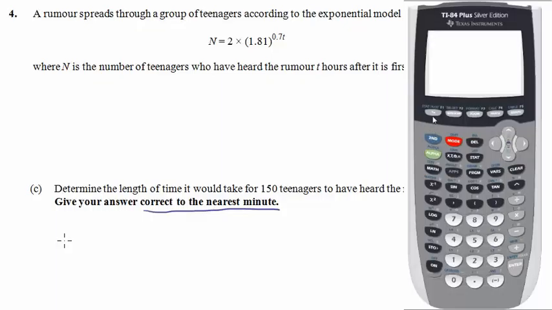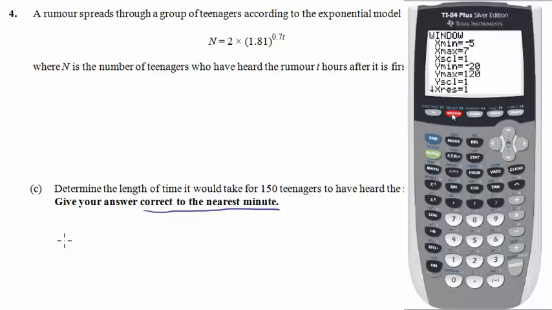and there's 2 approaches that we can do for this. We could look at the table and see if we can find 150 teenagers, and when we scroll down we see that at 10 it's 127, and 11 it's 192. So somewhere in between 10 and 11 hours 150 teenagers had heard the rumor. But we have to be more precise, so the way to get that is to type in 150 as an equation. What we're going to be looking for is where these 2 graphs intersect.